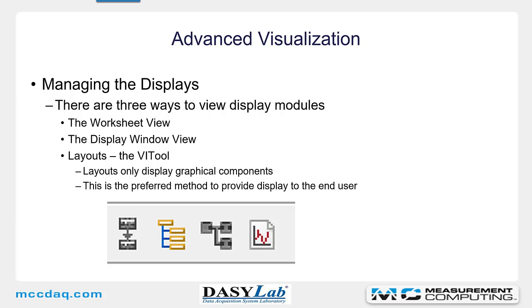There are three ways in DASYLab to view display modules: the worksheet view, the display window view, and the layout, which was originally called the VI tool. The layouts only display the graphical components, and in general it's the preferred method to display to the end user. On the DASYLab toolbar is a shortcut to be able to switch between the four views that DASYLab has: control sequencer, display, worksheet view, and then the layout view.